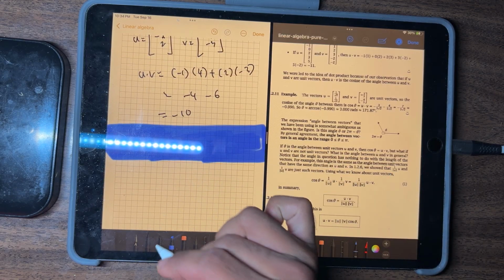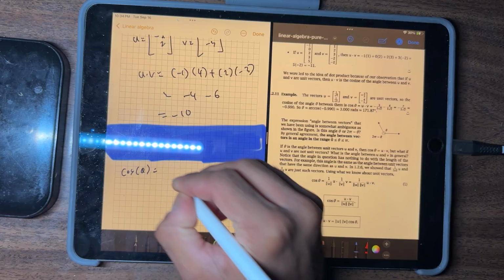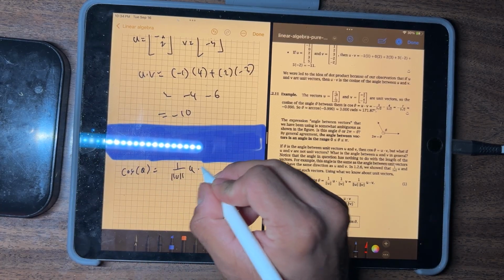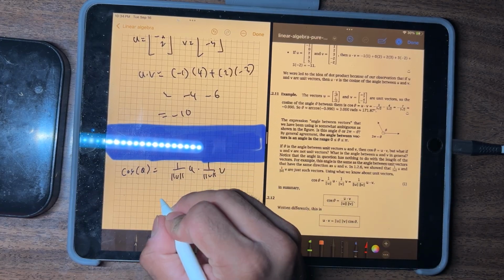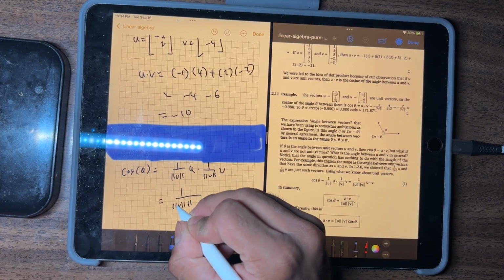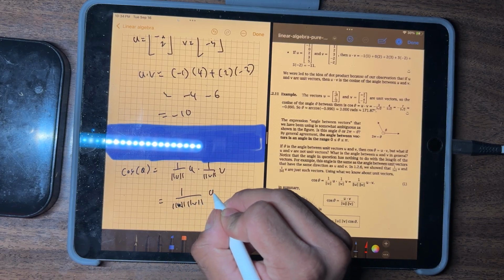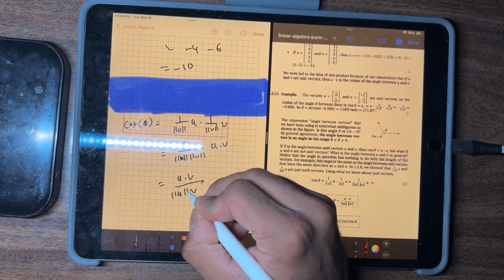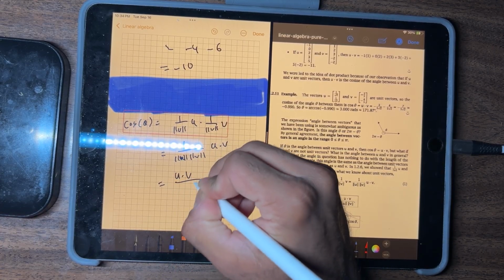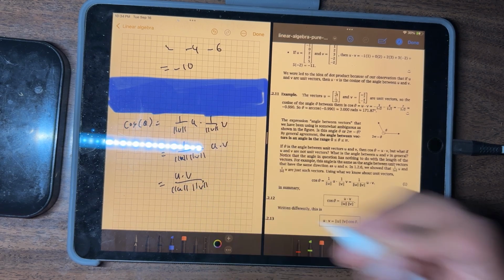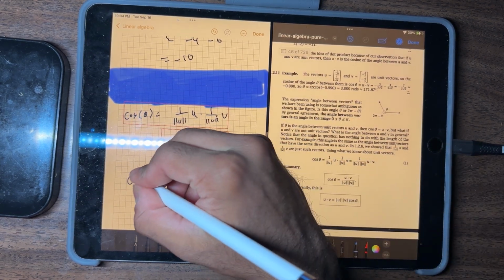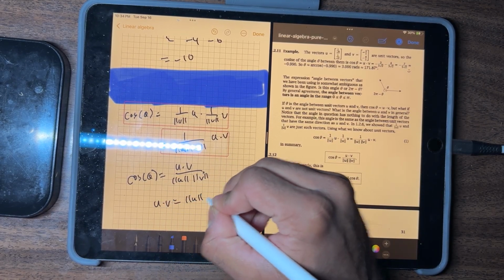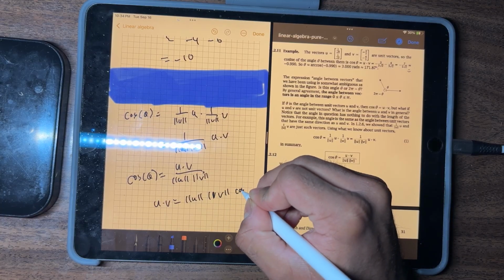So if I were to find the angle, the cosine theta would be 1 by the magnitude of u times 1 by magnitude of v, which is simply 1 by magnitude of u, magnitude of v multiplied by u dot product v. Or simply I would have u dot product v divided by magnitude of u, magnitude of v. So this is my cosine theta. Or you can write u dot v is magnitude u, magnitude v, cosine theta.